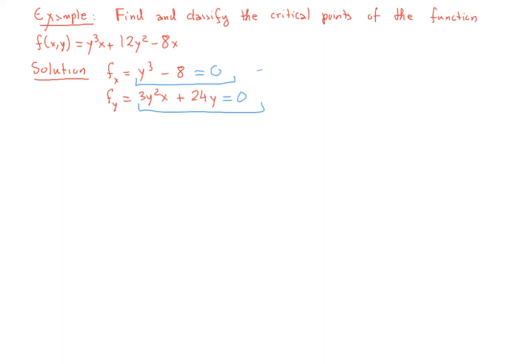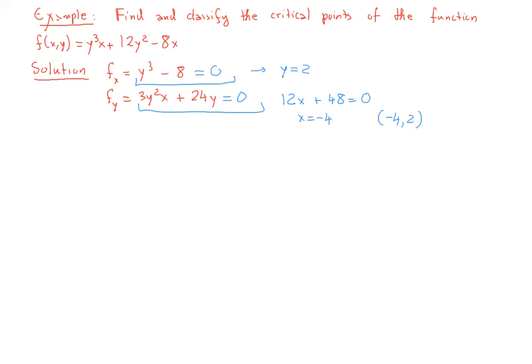What do we get from this one? We get that y is equal to 2. Once we know that y is equal to 2, we can plug it into the second one, and that will give us 12x + 48 = 0. And that will imply that x is equal to -4. So that tells you that there is just one critical point, and that's the point (-4, 2). So that's all we need to classify for this function.